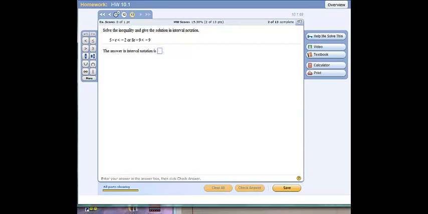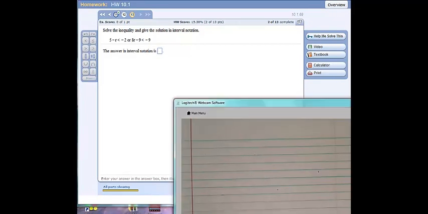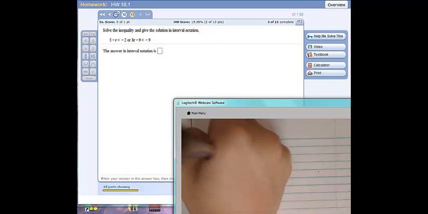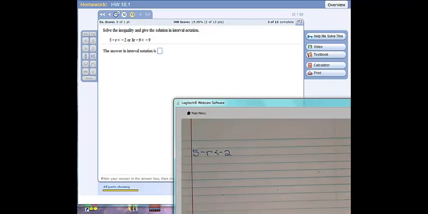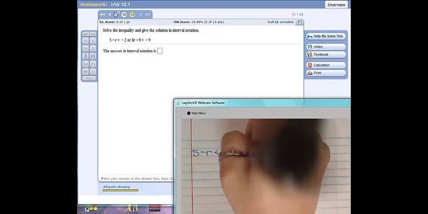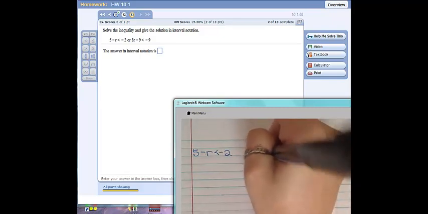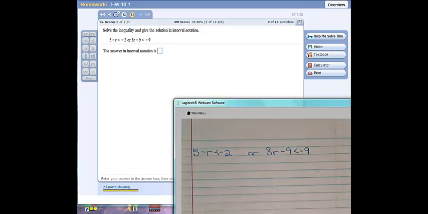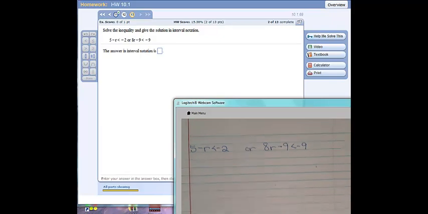So I'm just going to rewrite the problem. We have 5 minus r is less than negative 2. Well, excuse me, it says or 8r minus 9 is less than negative 9. So really, when you have an or problem, it's just like working two separate problems side by side. So I'm going to do the left one first, and then I'll come back and do the right one.